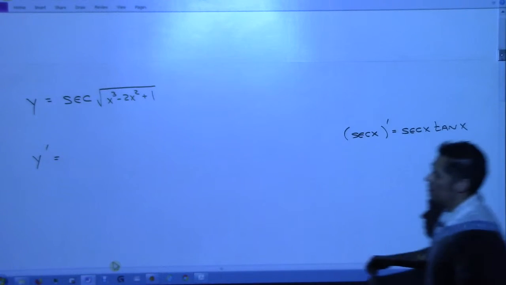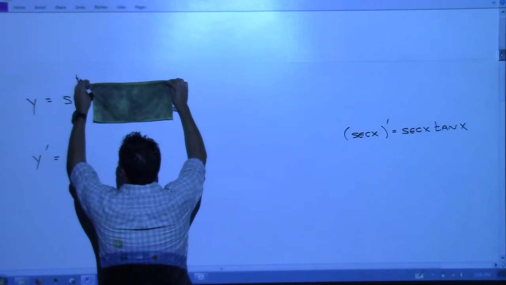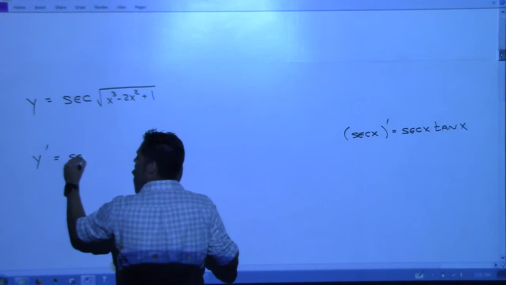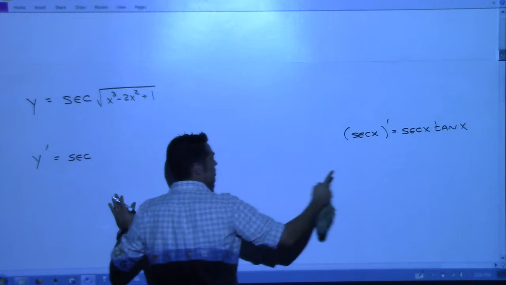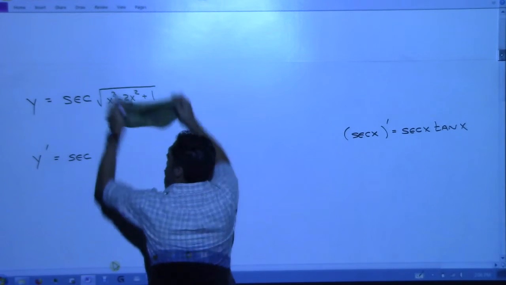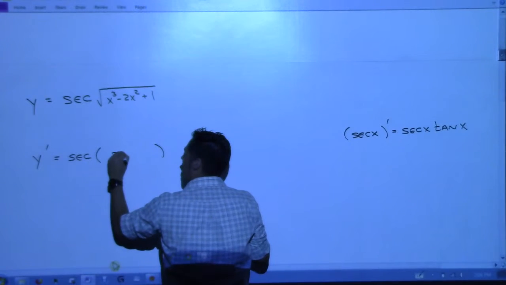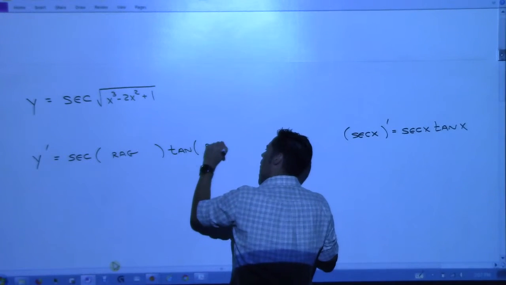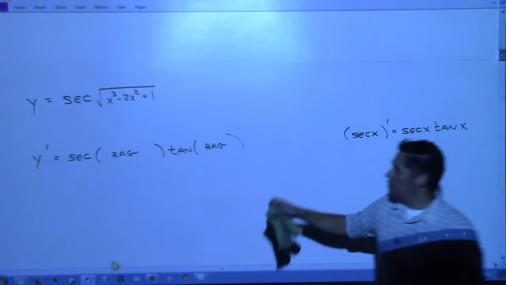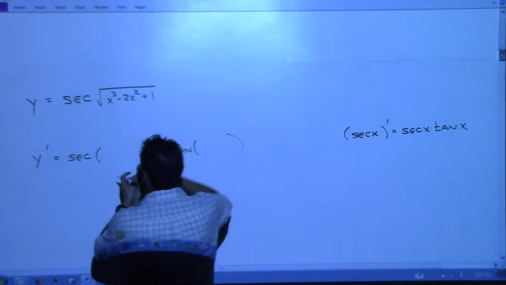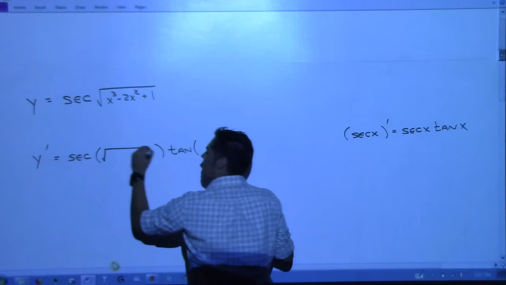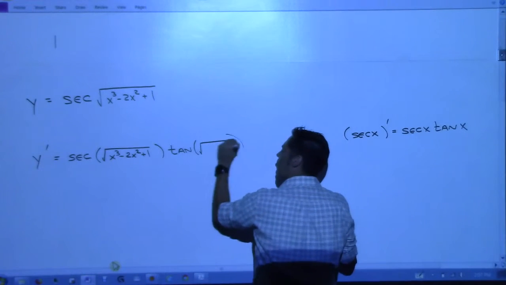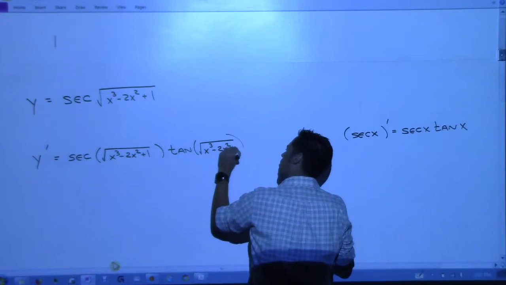Let's read this. If you're trying to take the derivative of secant of this rag, the derivative will be secant of what? Of the rag. So secant of the rag, I'm just going to put rag here for a second. And then tangent of the rag, right? Understand? So the rag, what was the rag covering up? Square root of x cubed minus 2x squared plus 1, and then that same thing here, square root of x cubed minus 2x squared plus 1.